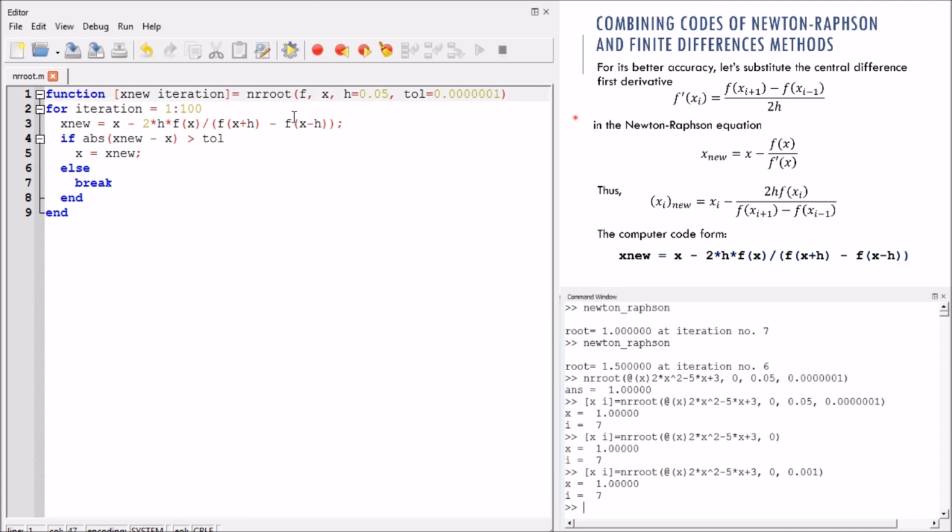We saw here how we can put it in a function. Also, we started from the very beginning with simple iterations. We saw the Newton-Raphson method and the finite differences, and finally combined the two methods and saw how to code a script and a function of this combined method.